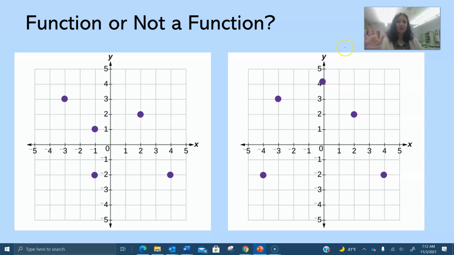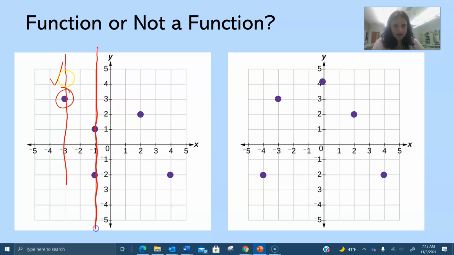All right, and then sometimes you'll just see dots on the graph, like just points, and we can use the vertical line test for those too. So if I draw a vertical line through this first dot, it only touches it once. So that means that one's good. But then if I draw a vertical line through this part, it goes through the points 2 times. So I have 2 points that are touched here. So this one is not a function.